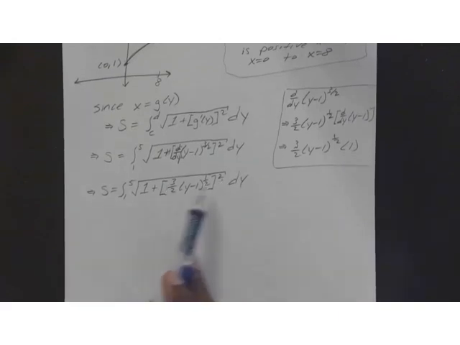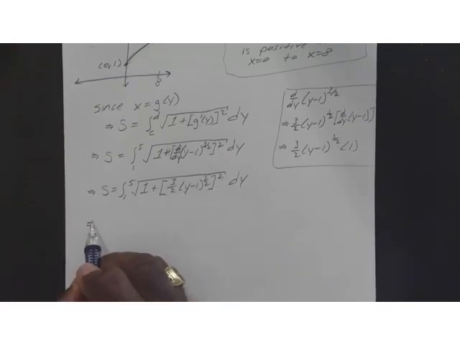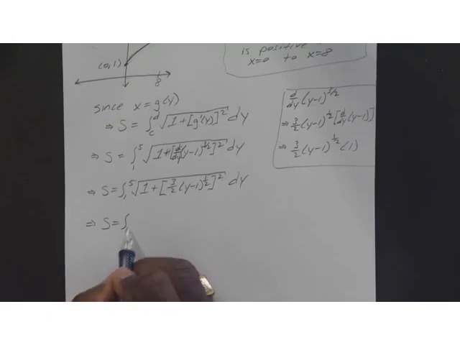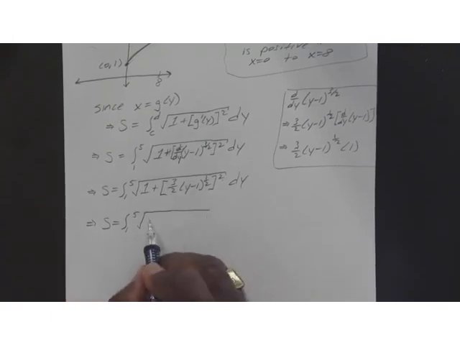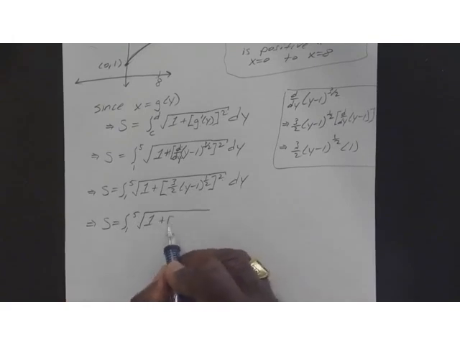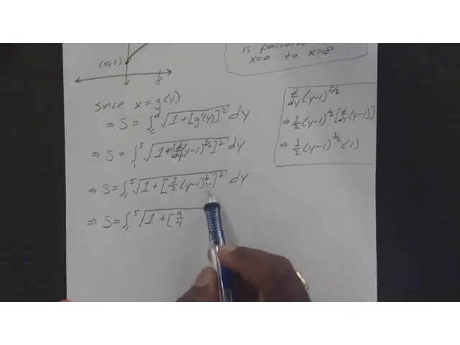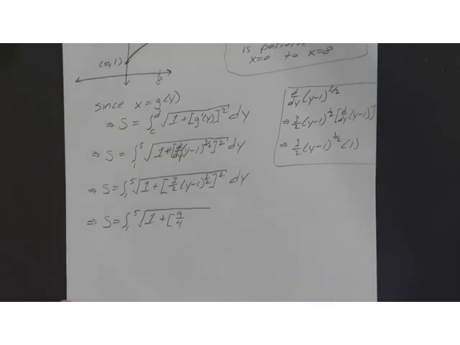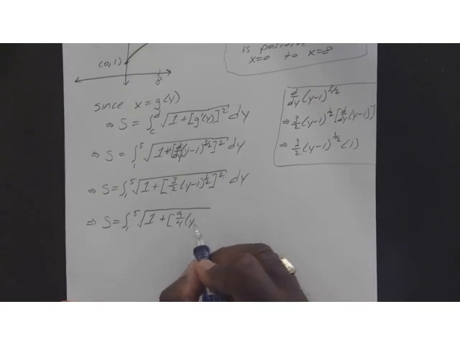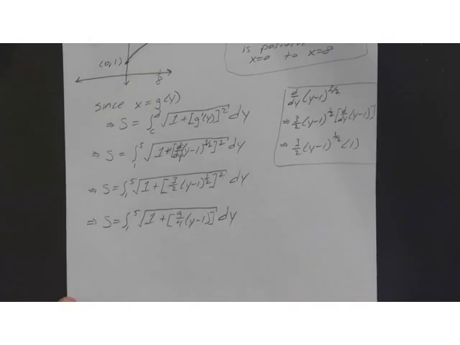So we know that square applies to both 3 divided by 2 and (y minus 1) to the 1/2 power. So the integral from 1 to 5, the square root of 1 plus 3 divided by 2 squared, is 3 divided by 2 times 3 divided by 2, which is 9 divided by 4, and (y minus 1) to the 1/2 power squared, the square and the 1/2 cancel out. So luckily, that makes it really simple because it's just y minus 1 with respect to y.